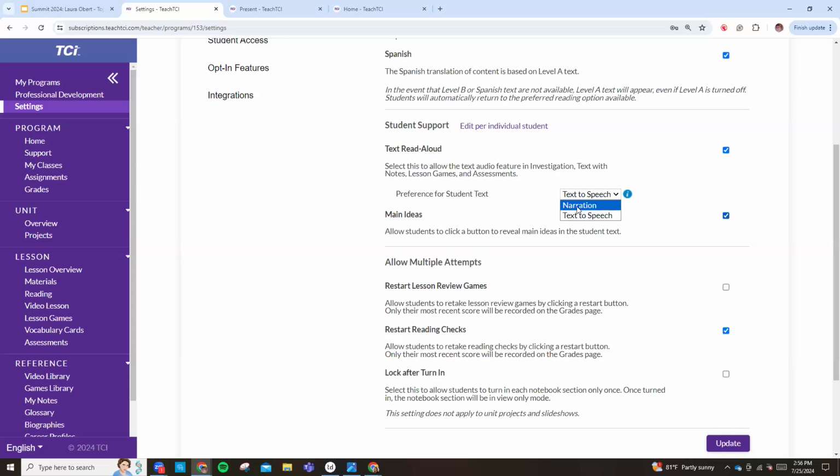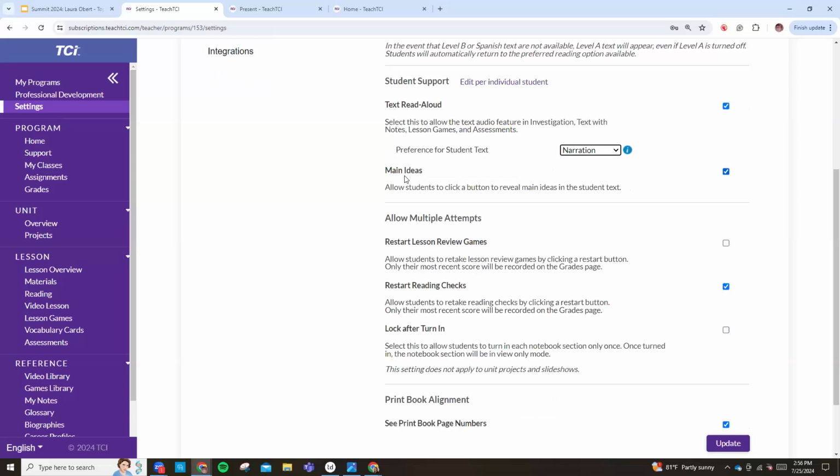So if you have students that are working on fluency, that highlighting ticker will be really helpful for them. If you want your students to hear the text read aloud, the narration, go ahead and select narration. Whatever you select in your platform, that's what your students will hear if they press play. You can change it at any time, but just know whatever you have selected, that's going to be the narration that your students are hearing. The main idea finder is one of my absolute favorite things.